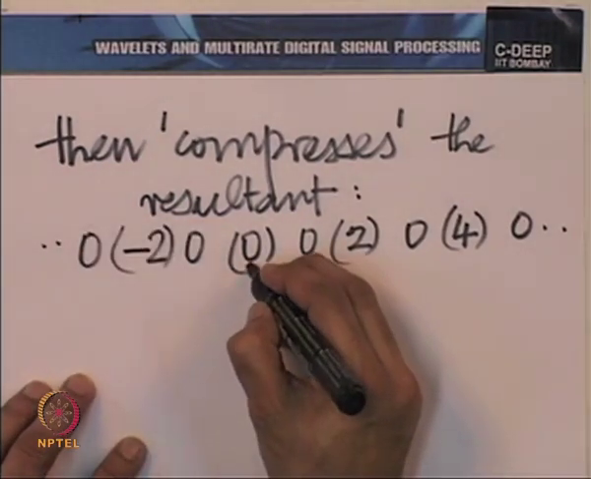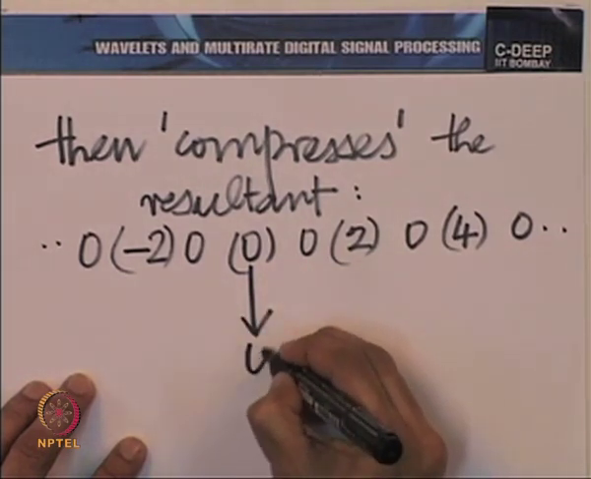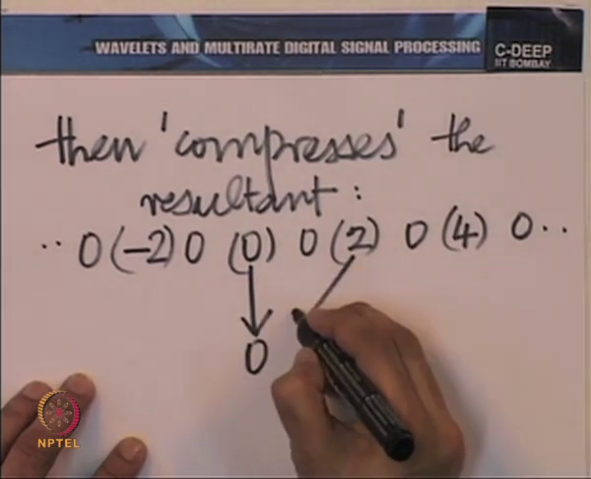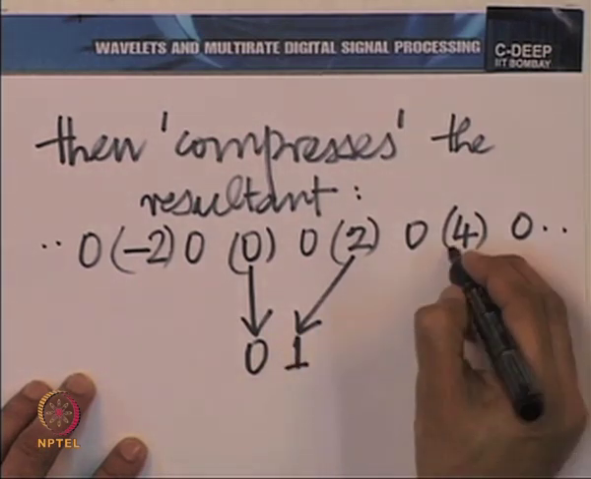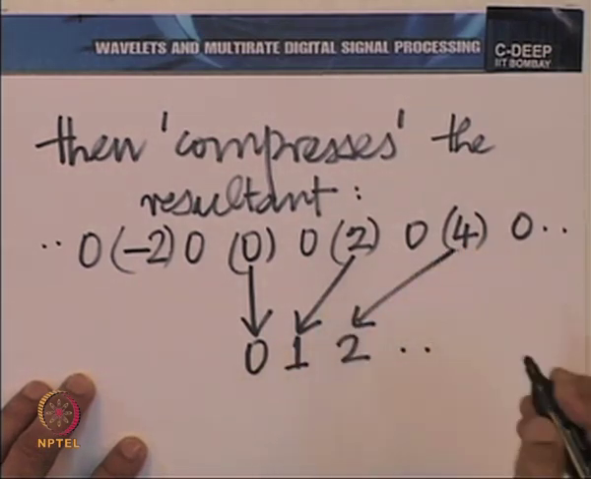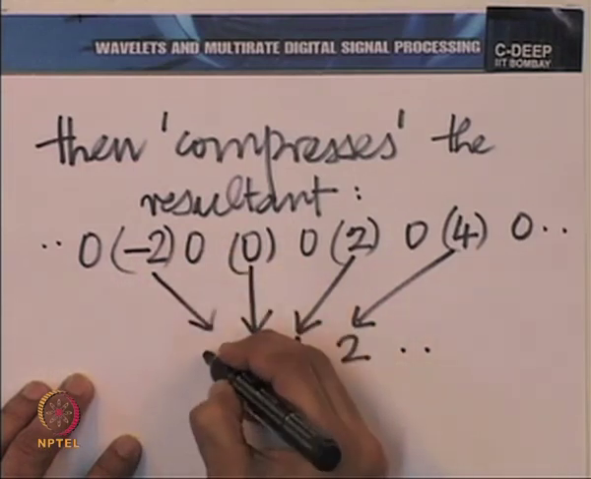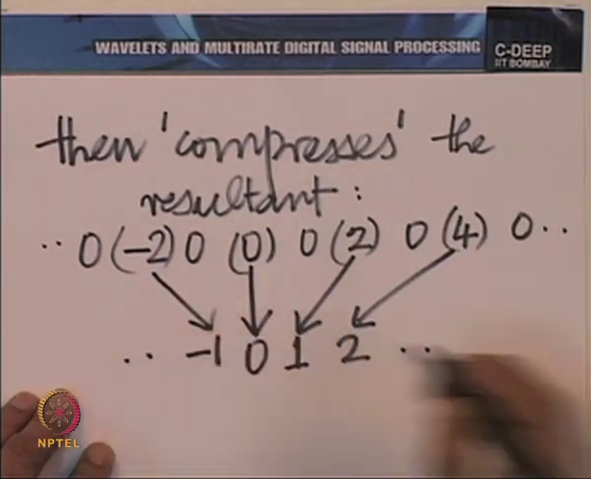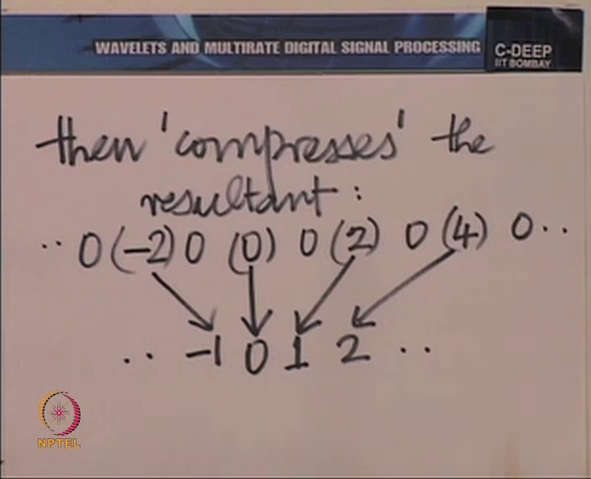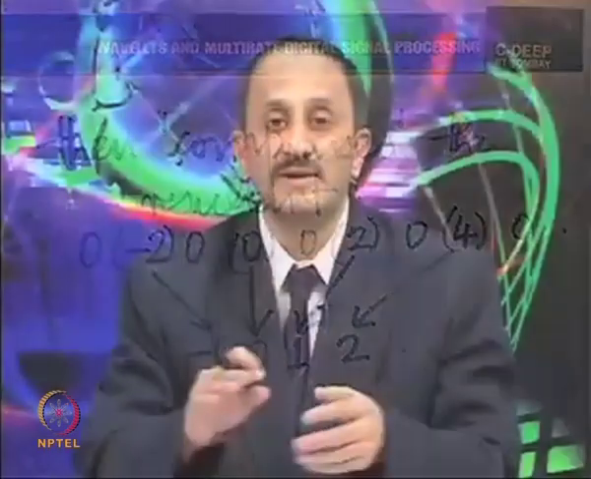And the compression brings 0 to the point 0, this to the point 1, 4 to the point 2 and so on so forth, and here it brings minus 2 to the point minus 1 and so on so forth. So, there is a so called compression taking place, a removal of the unwanted zeros. Now, when we do a Z domain analysis of this, we shall do it precisely in these two steps.